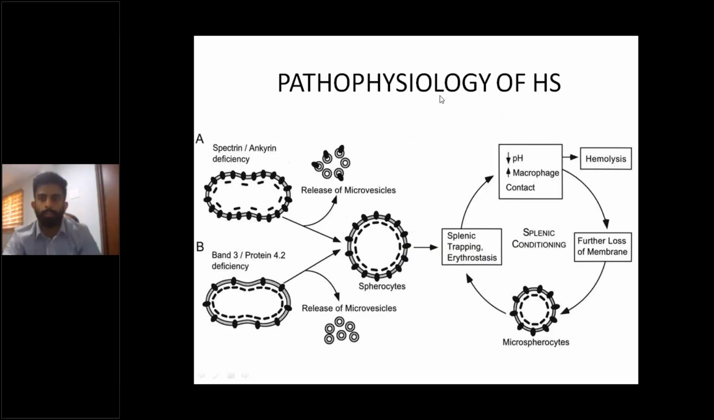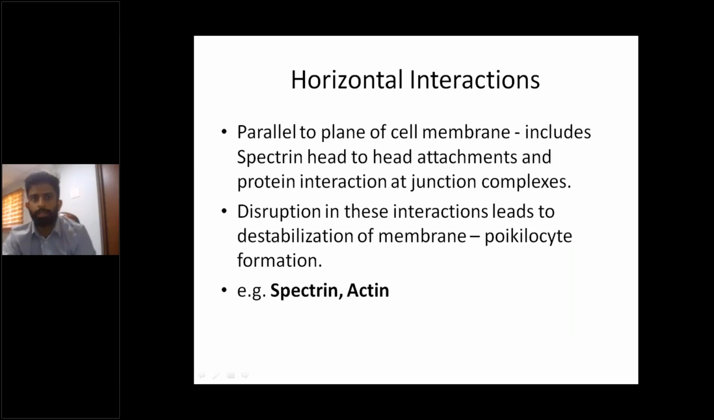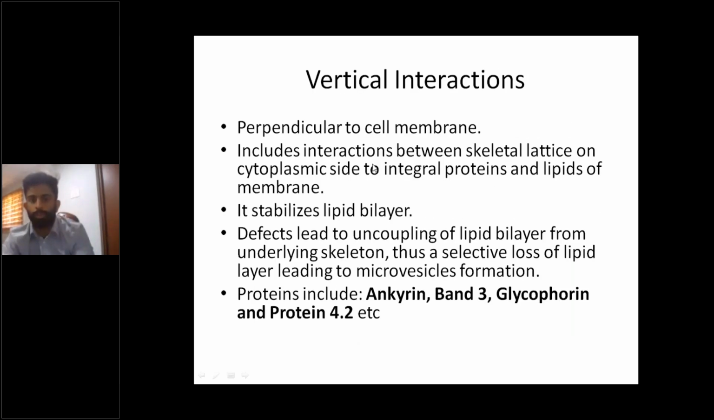Here, you can see in this pathophysiology, there's a band 3 or protein 4.2 deficiency. There's release of microvesicles because of loss of lipid bilayer, and that leads to formation of spherocytes. Here you can see this type of RBC becomes a spherocyte. So we'll go back again here. The first one we discussed was vertical interactions, where there is a mutation of ankyrin, band 3, glycophorin, or protein 4.2.